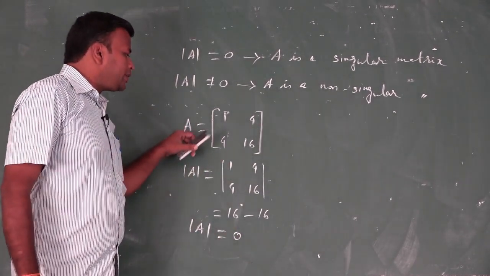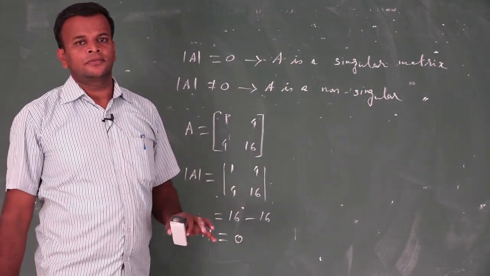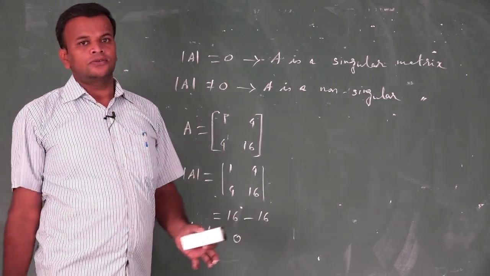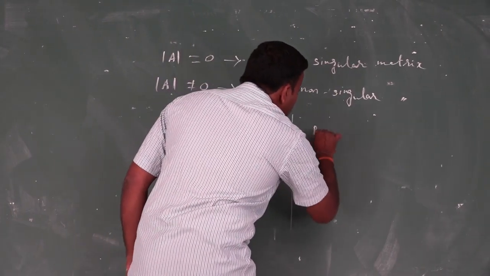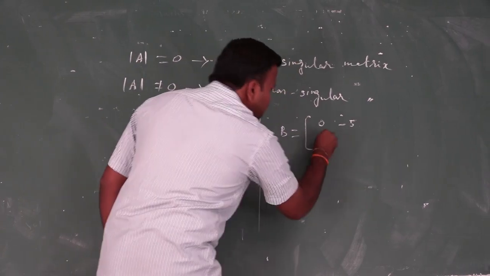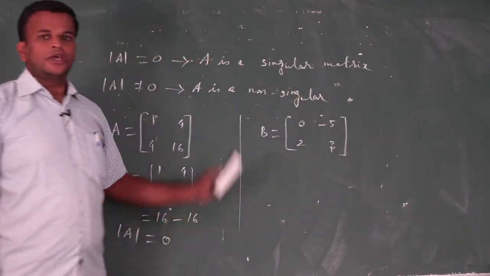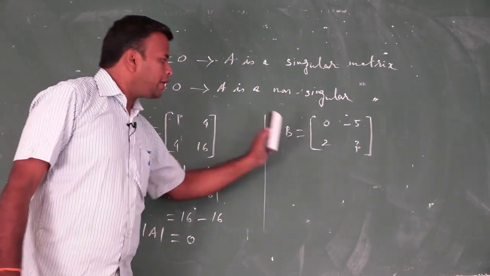If the determinant of any matrix becomes 0, it is called singular. So non-singular means the determinant value cannot be 0. Suppose I will do one more example. I will take one matrix B. Suppose its value is 0, minus 5, 2 and 3. It's the B matrix. Now we find the determinant of the matrix B.